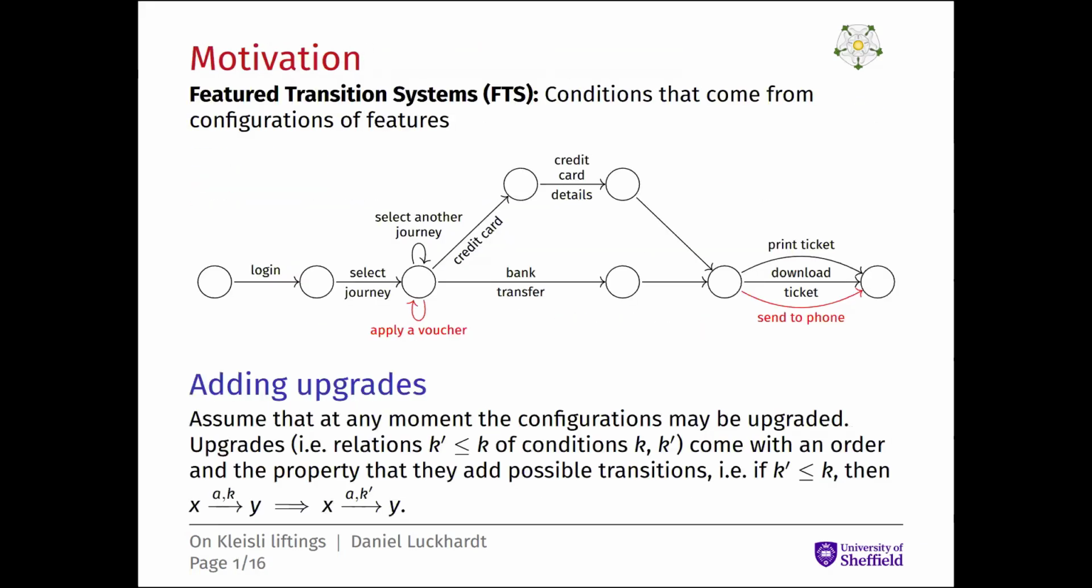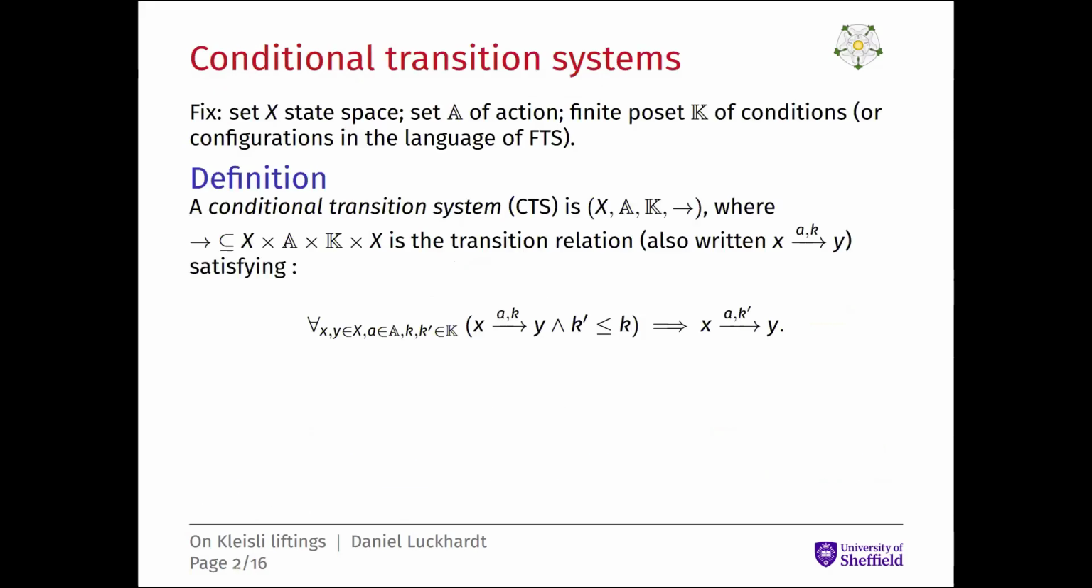So to put that a bit more formally, we have a state space X and a set A of actions and a finite partially ordered set K, the elements of which are called conditions. And for a feature transition system, that would be the configuration, each condition. And a conditional transition system consists of these data plus a transition relation, and it satisfies the axiom I just mentioned. So the lower the condition, the more transitions are enabled.